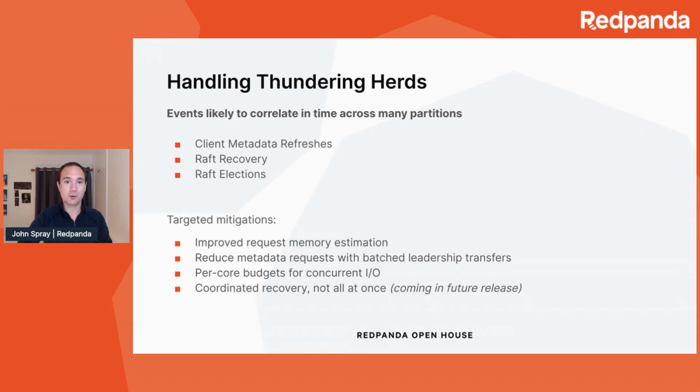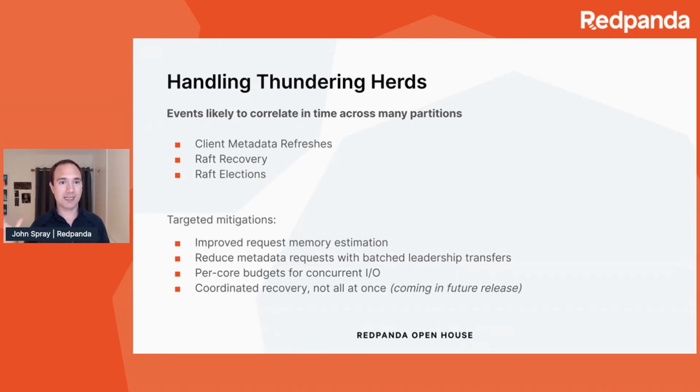We used to just do this based on the request size. Now we estimate how large the response would be and use that to determine how many metadata requests we should try and process at the same time. We also induce fewer metadata requests by moving leaderships in a larger batch.